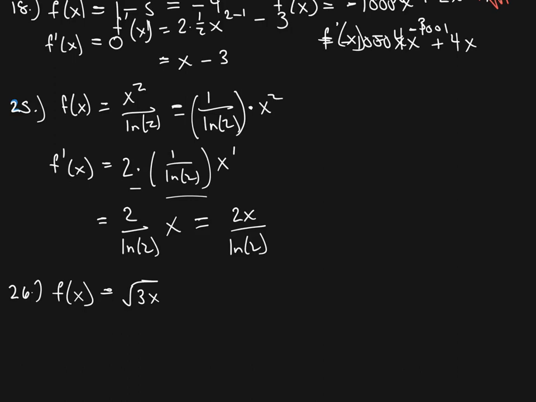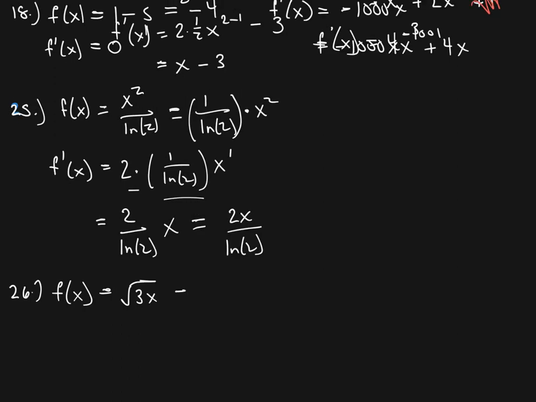So the square root of 3x, in case you've forgotten, is equal to the square root of 3 times the square root of x. All right? So the square root of 3x is the square root of 3 times the square root of x, which is, of course, equal to 3 to the 1/2 power times x to the 1/2 power. All right, so that's what we've got there.